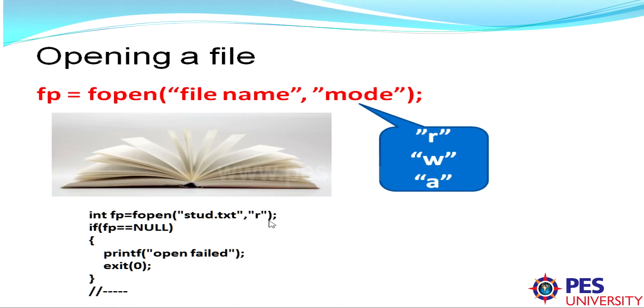Whether the file open is successful or not can be checked with an if statement, something like this: open student file for reading, and if the return value is null, then the open failed, exit. Nothing to do. And if the open is successful, you can proceed in the else part for reading or any other operation that you want to do.